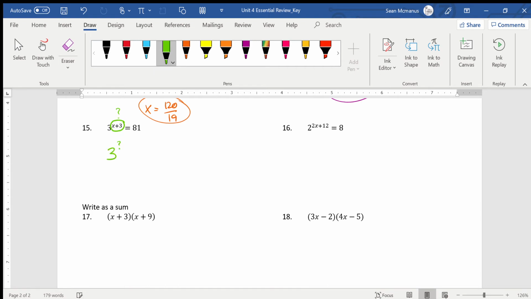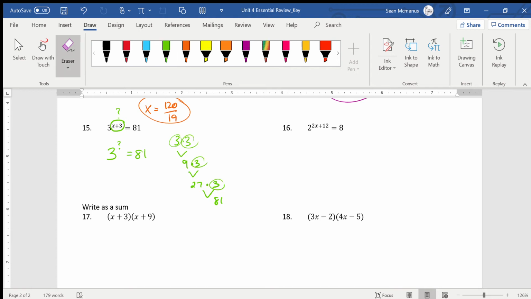I know 3 to the something power equals 81, right? So let me think. 3 times 3 is 9. 9 times 3 is 27. 27 times 3 is 81, right? So I multiplied 3 by itself 1, 2, 3, 4 times.